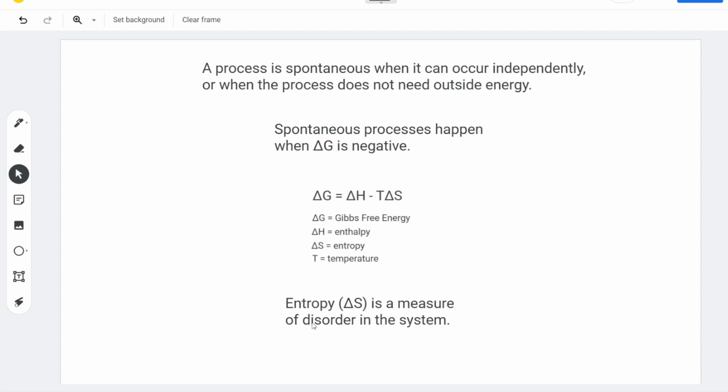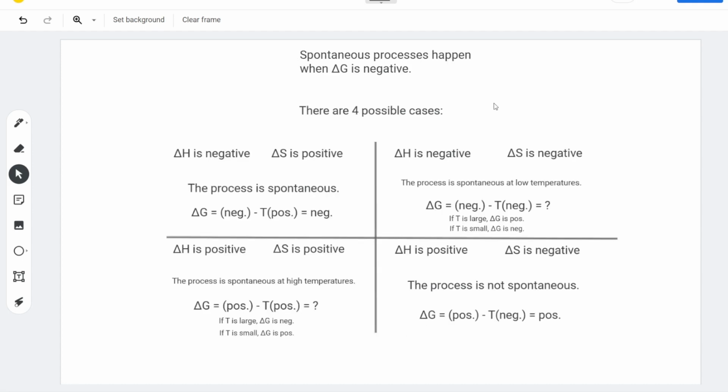Keep in mind that entropy, or delta S, is a measure of disorder in the system. So there are 4 possible cases. If delta H is negative and delta S is positive, then the process is spontaneous, because delta G will equal a negative number minus a positive number, which will always be a negative number. And if delta G is negative, then the process is spontaneous.